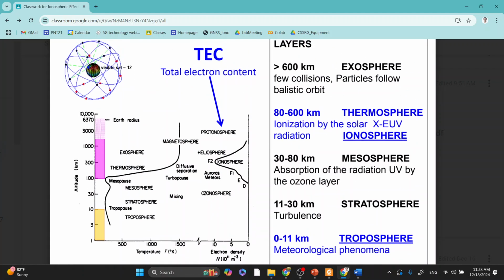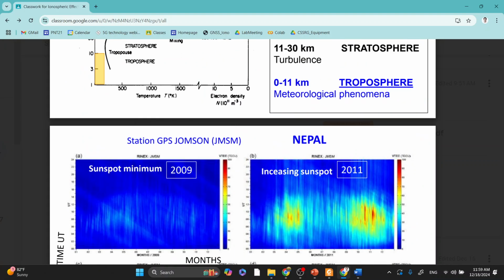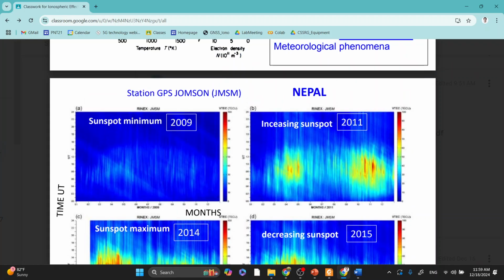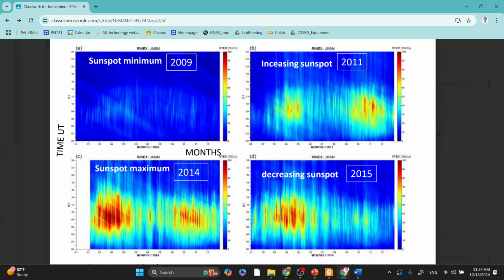Okay. Some of you have already worked with electron content, right? There are various ways to derive it, but let's say it's GNSS or GPS data first, okay? And this one, oh, it's about Nepal. On this slide, I think it is the station in Nepal, right? There's a station there, right? So this is the plot of the whole year of data for 2009, 2011, 2014, and 2015.